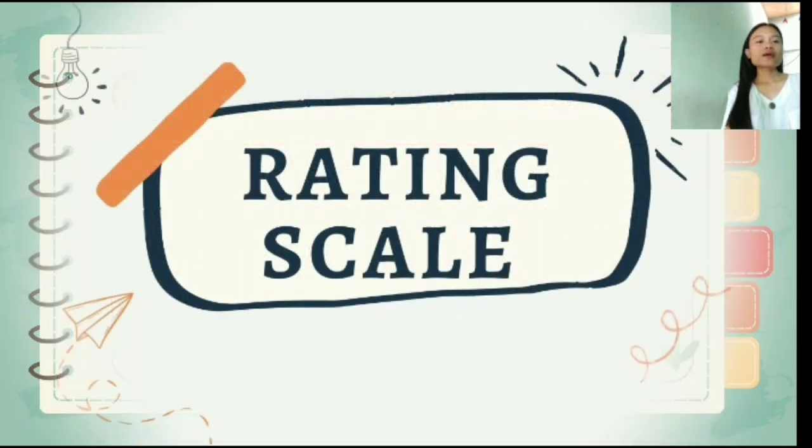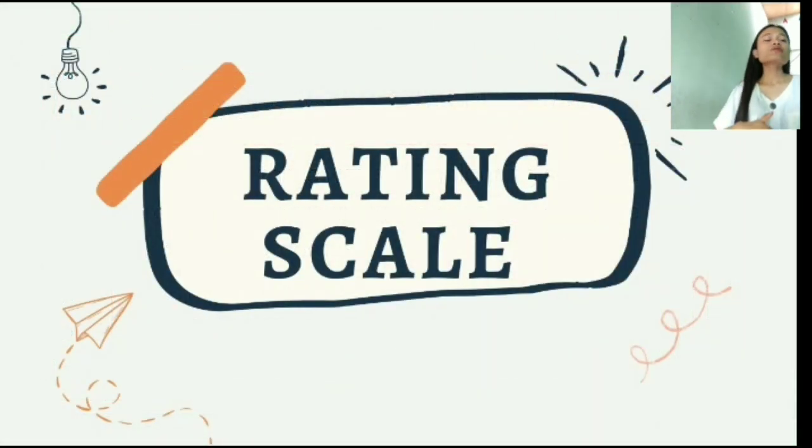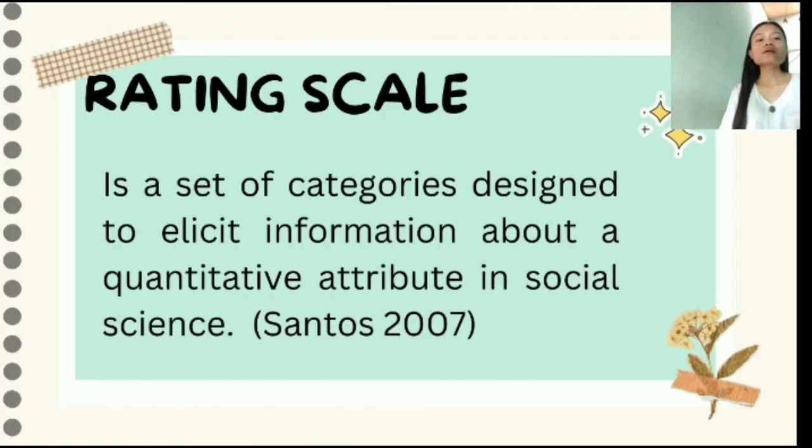Now, let's proceed to rating scale. So when we talk about rating scales, we can find them everywhere. They appear on surveys, applications for athletic club membership, or in students' evaluation for teaching forms at colleges or universities, and many others. So rating scales, according to Santos 2007, are a set of categories designed to elicit information about a quantitative attribute in social science.